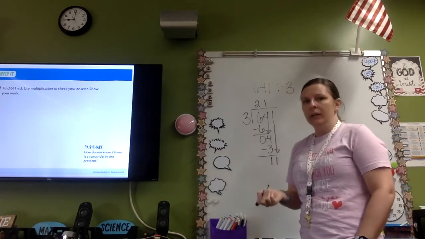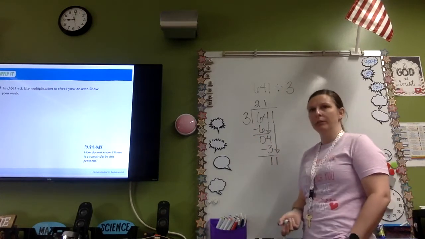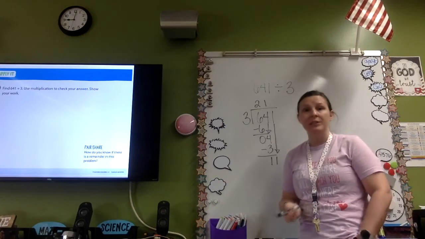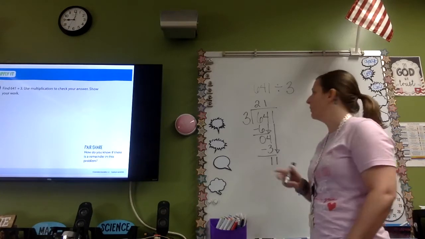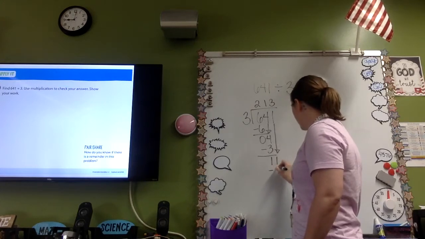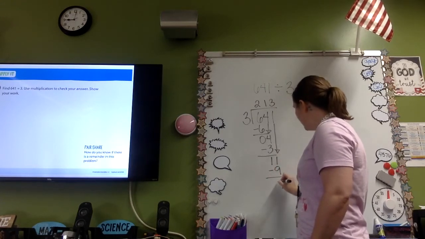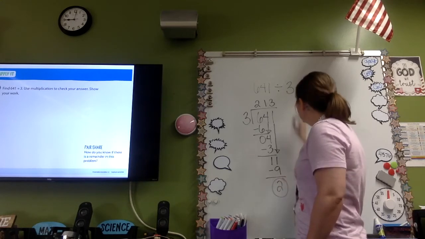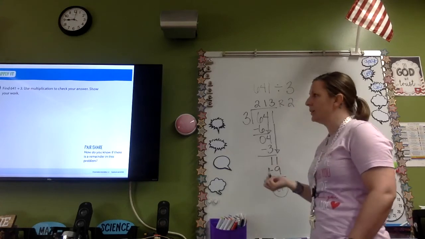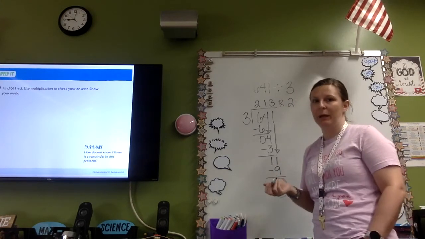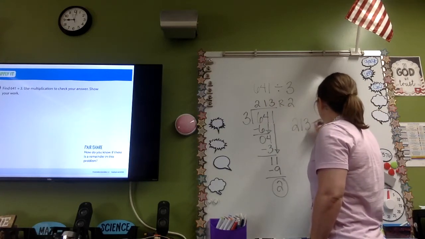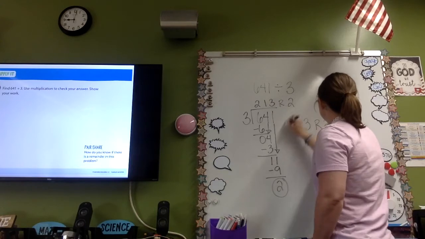What times 3 goes into 11? Well, I know that 3 times 4 is 12, but that's too many, so I need to go back 1. So 3 times 3 gives me 9, so I'm going to subtract my 9. 11 minus 9 is 2, so I have a remainder of 2. So my answer for this problem, 641 divided by 3, is 213 with a remainder of 2.